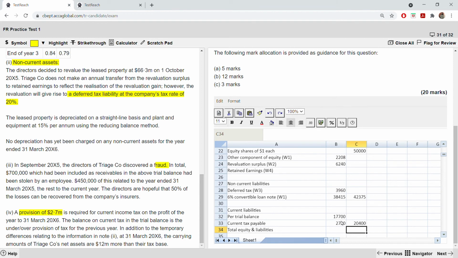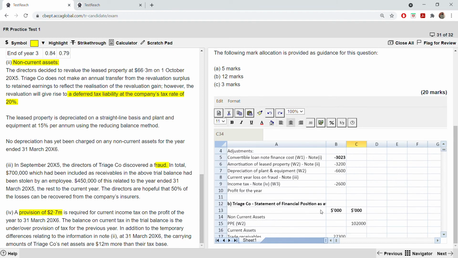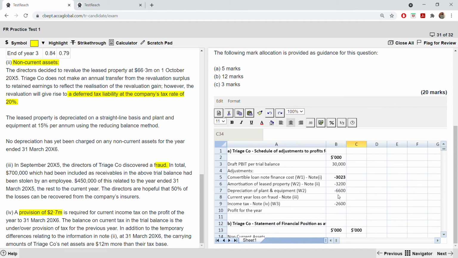And let us go to part A. Okay, so we only have the current year loss, that's it. Okay, so here, what is the current year loss or profit? We can find out from here how much it was. This was the fraud.